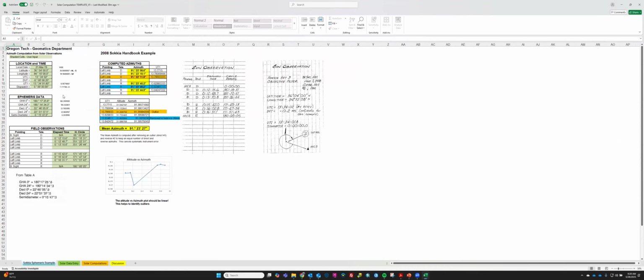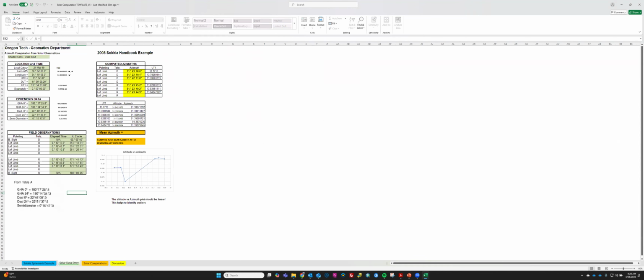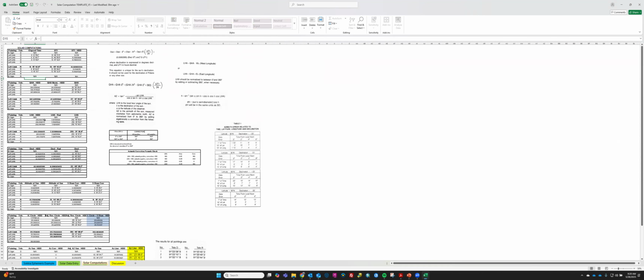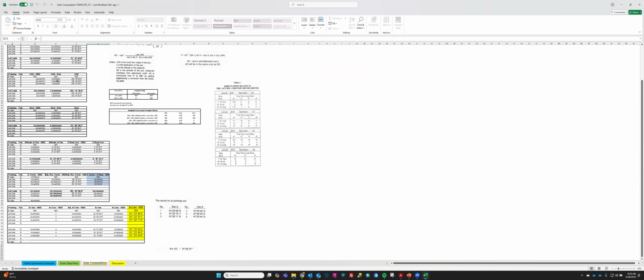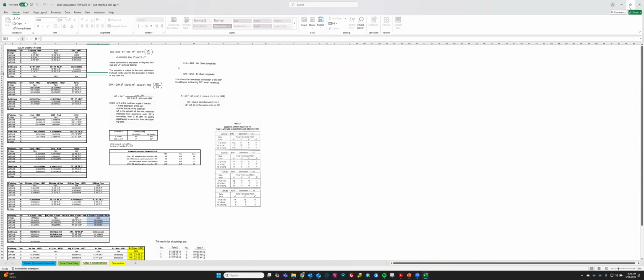And an example: all your information and your information of what the days are, your ephemeris data, your field observation data, computed information, everything else. Obviously see the computations.